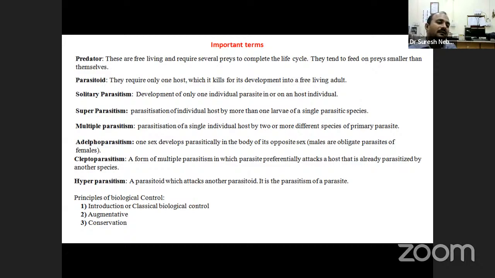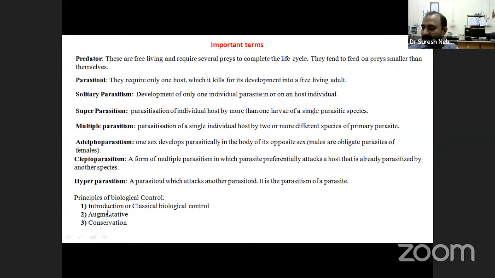Even I told you about the book Insect at a Glance, that book also. So solitary parasitism, superparasitism, kleptoparasitism: most of the time these questions are asked. What is this kleptoparasitism? What is this adelphoparasitism? These terms you should be aware of.